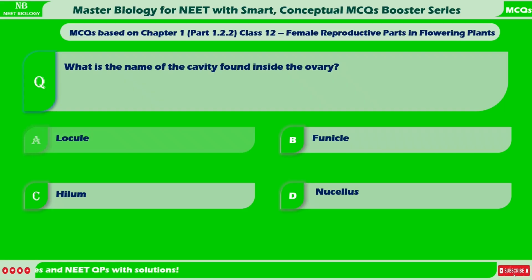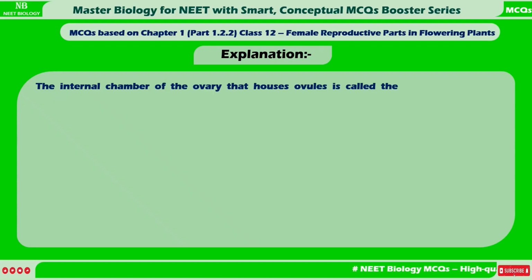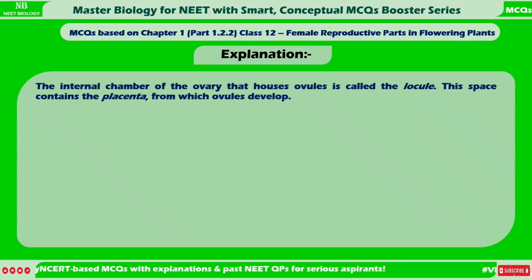Correct answer is A. Locule. Explanation: the internal chamber of the ovary that houses ovules is called the locule. This space contains the placenta, from which ovules develop.